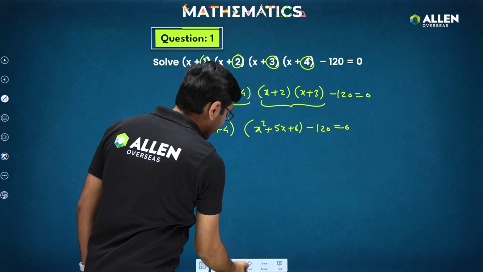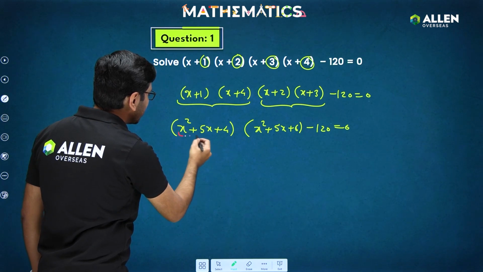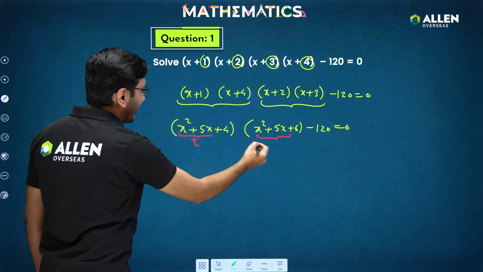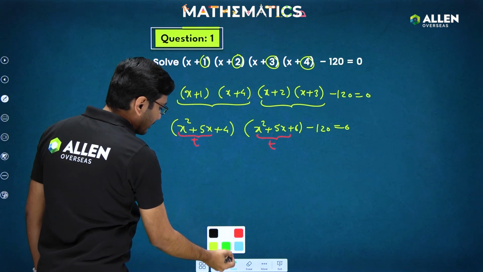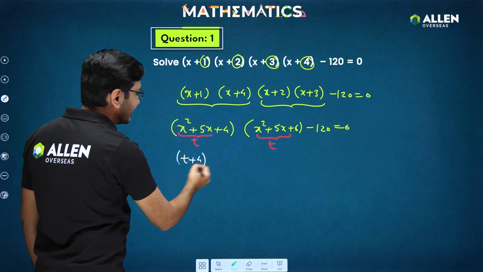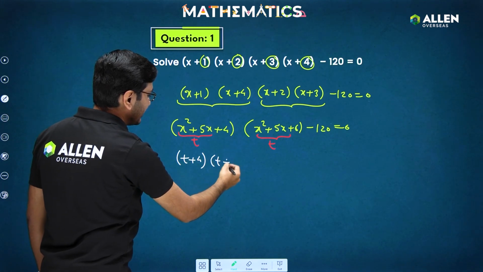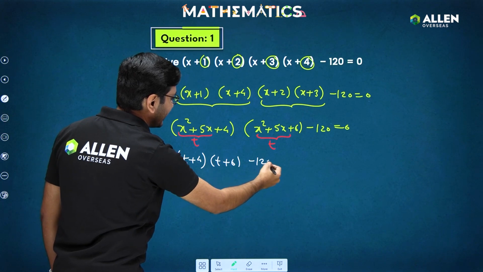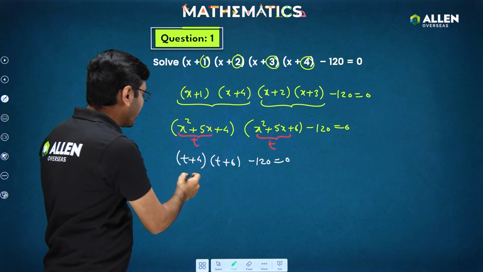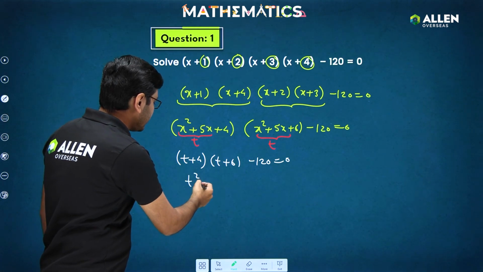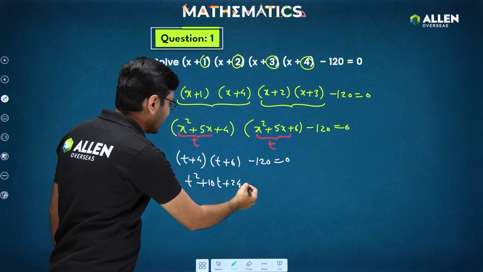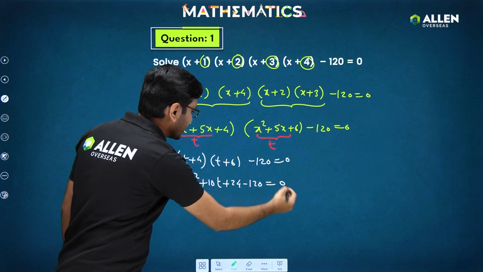And this is very interesting, that you are getting this x square plus 5x term again and again. So you can just put this x square plus 5x as t. After putting x square plus 5x as t, what do you get? You get this bracket as t plus 4, and the second bracket as t plus 6, and minus 120 equals to 0. Now if you multiply these two brackets, you will get t square plus 10t plus 24 minus 120 equals to 0.